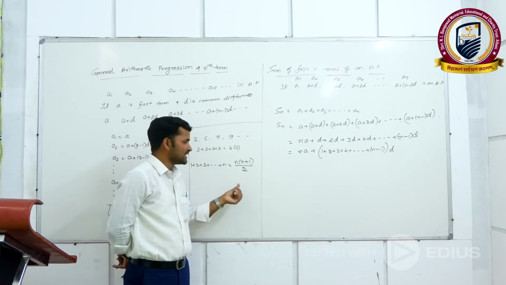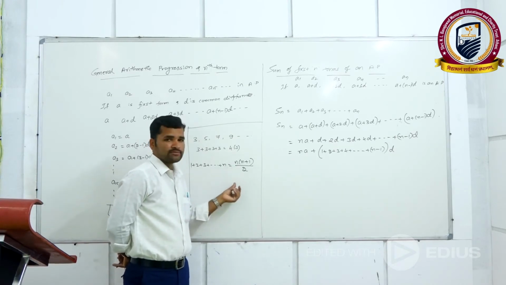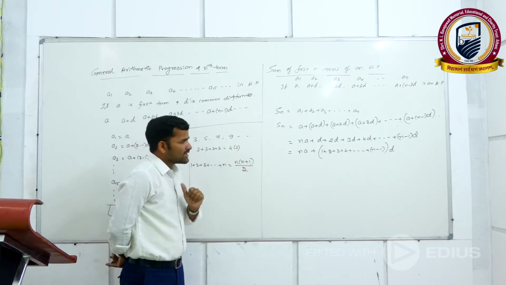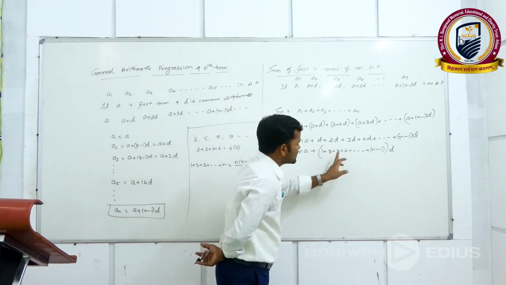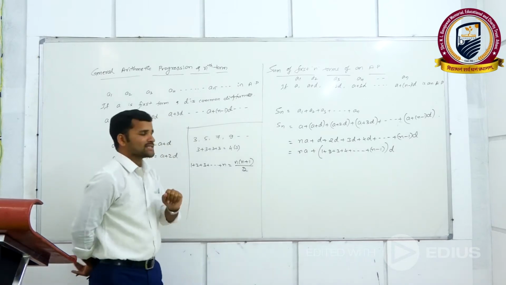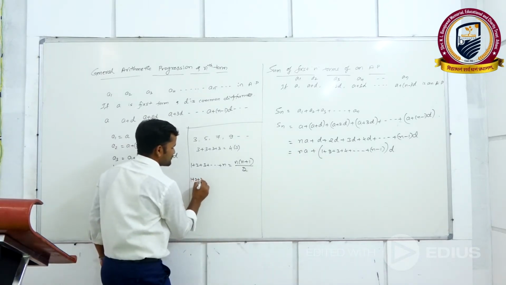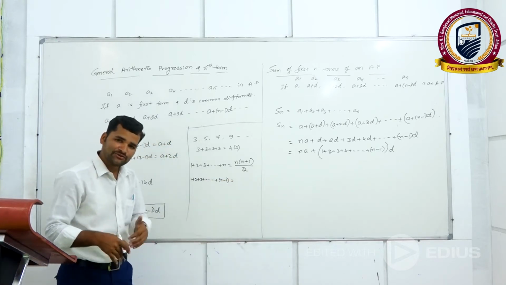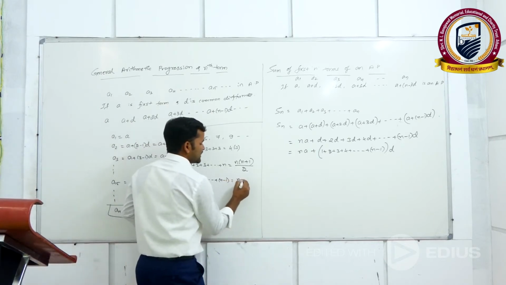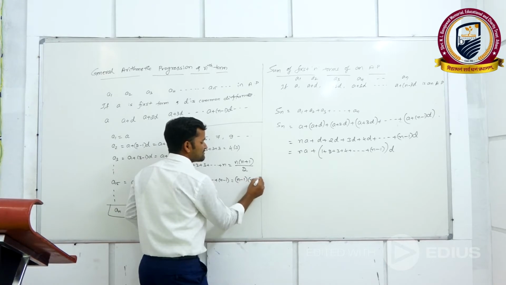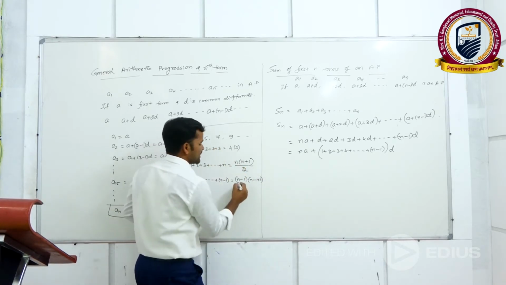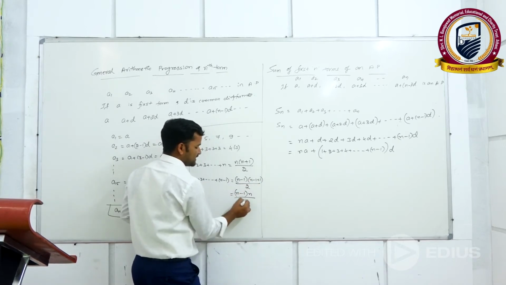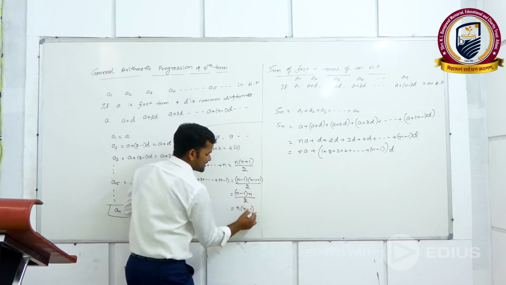1 plus 2 plus 3 up to 20, that sum will be 20 into 20 plus 1 by 2. So here we have the sum of first n minus 1 natural numbers, in the sense 1 plus 2 plus 3 up to n minus 1. In place of n, we have n minus 1 here. This will be n minus 1 into n minus 1 plus 1, in place of n I am substituting n minus 1, whole divided by 2. The minus 1 and plus 1 get cancelled, n divided by 2. Nothing but n into n minus 1 by 2.